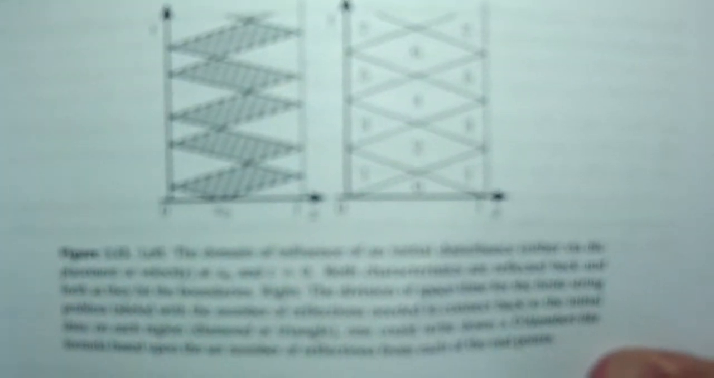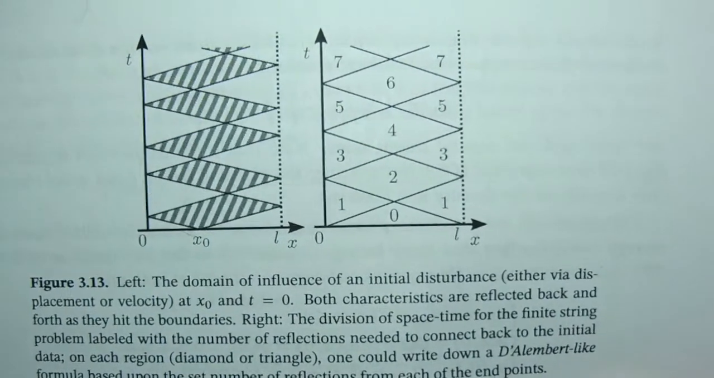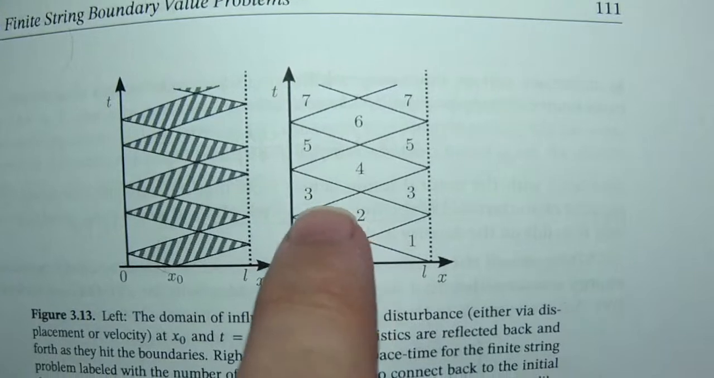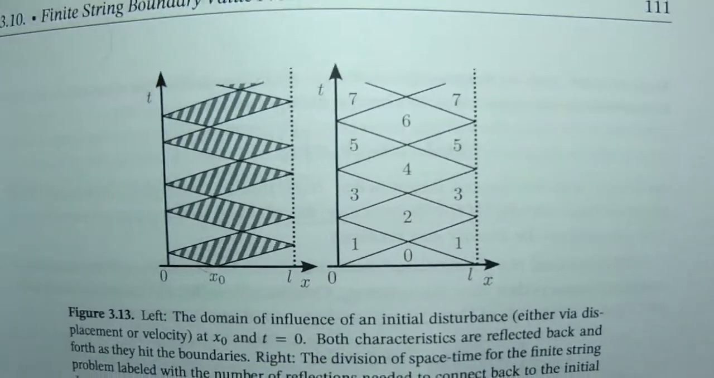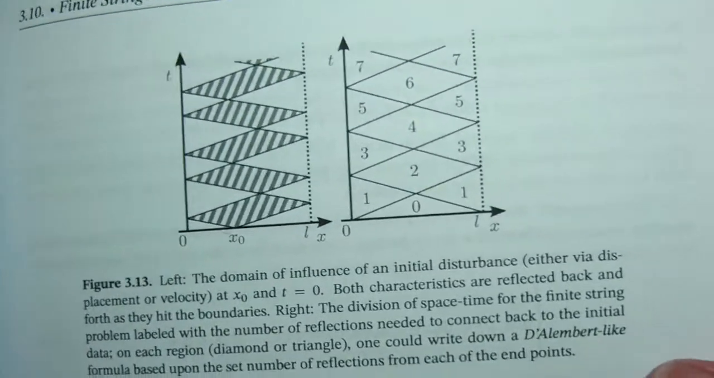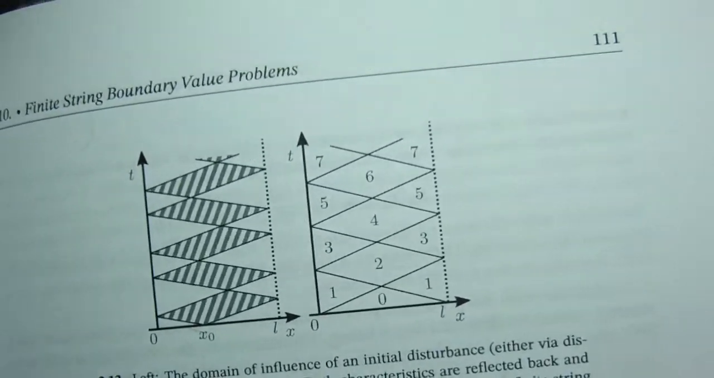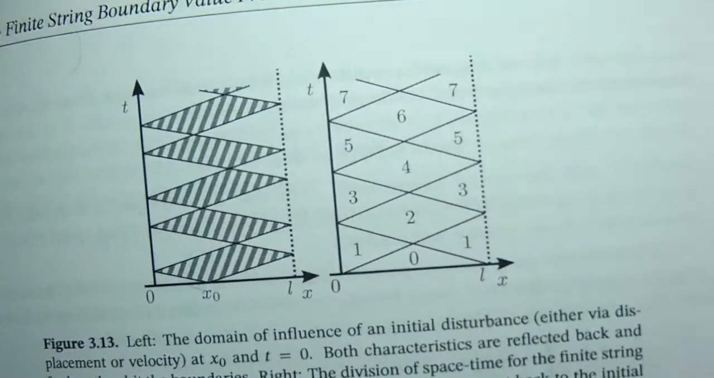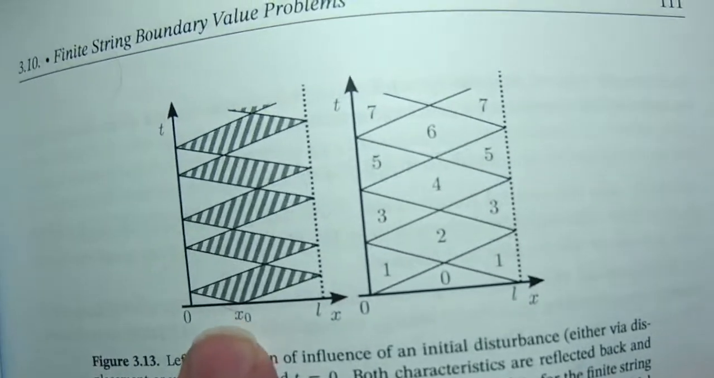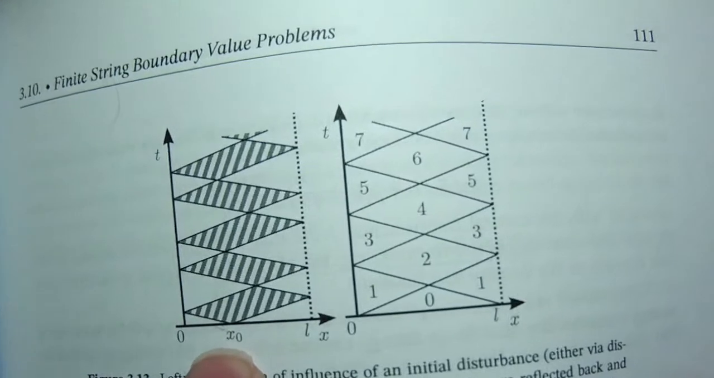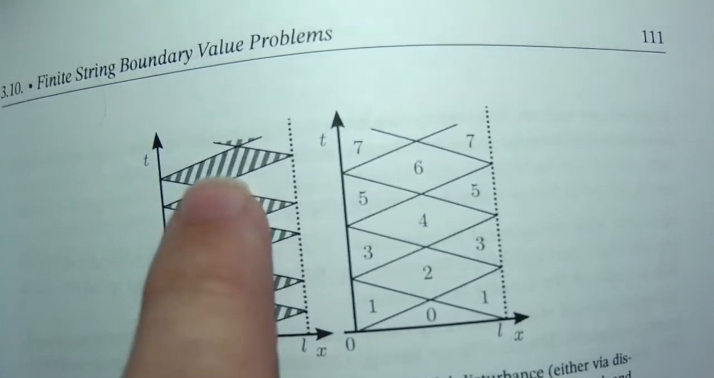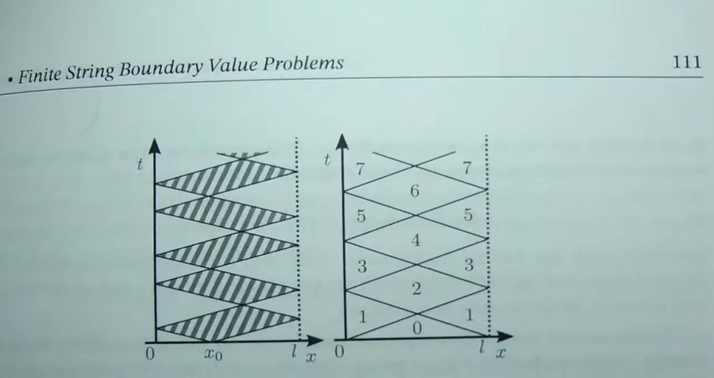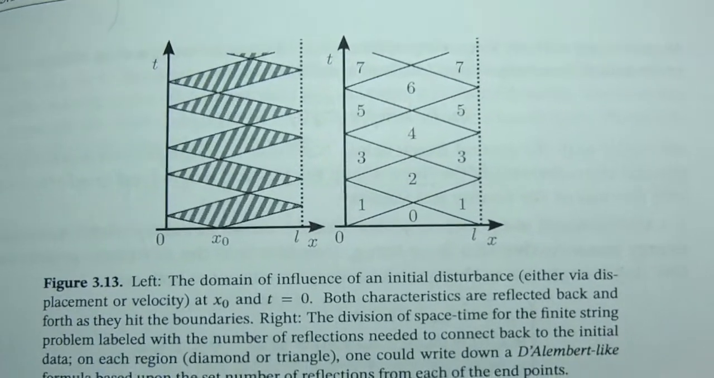So for this problem, the domain of influence and dependence looked like this. The numbers here indicate counting the number of reflections that happen in each region, right? This is the number of reflections that have happened for points in each region, and this is, for instance, what the domain of influence would look like for some initial disturbance here at x naught. This is my domain of influence, and you see how nasty and complicated it is in the finite case, right?